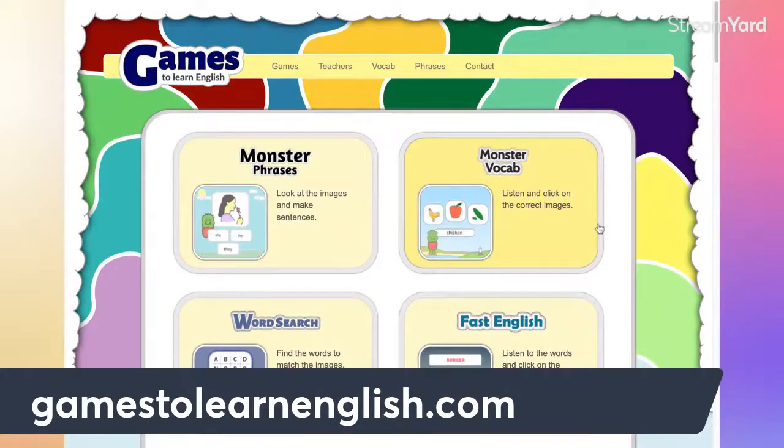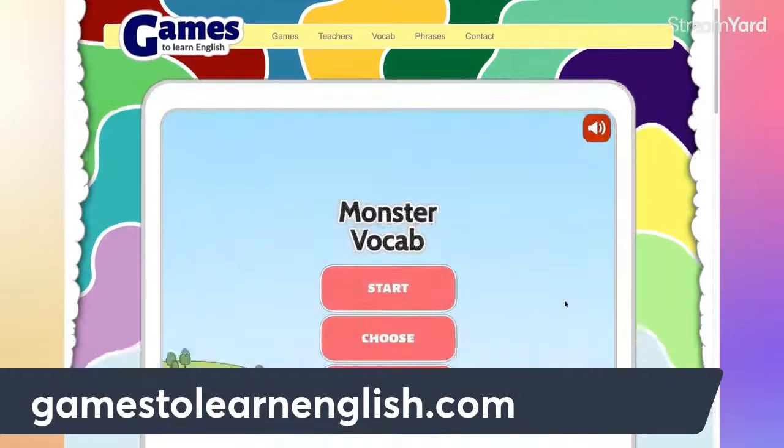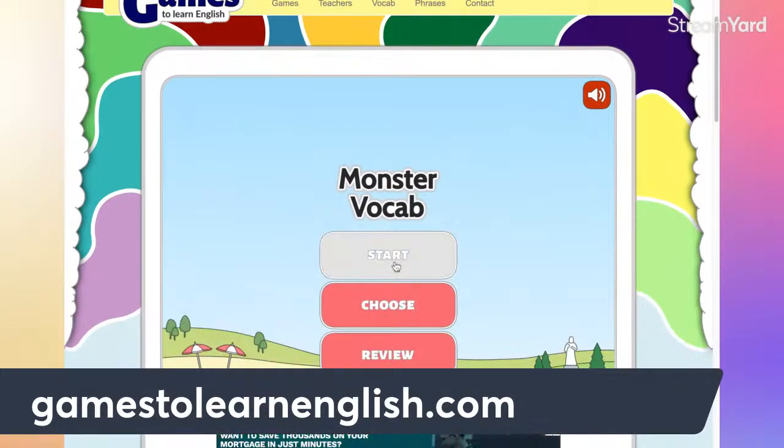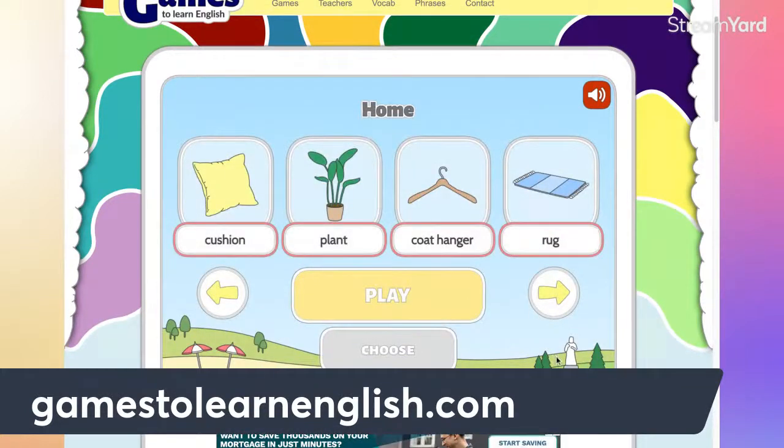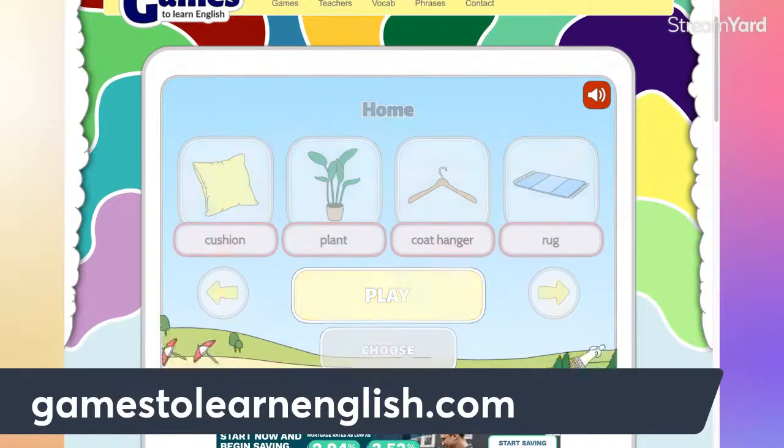Vocabulary. This is good to practice different vocabulary with the students. So I just wanted to show you just a couple of these. And I think it's important to go in and practice using the different ones. Okay. So we have, for example, if we push play, let's see what happens.